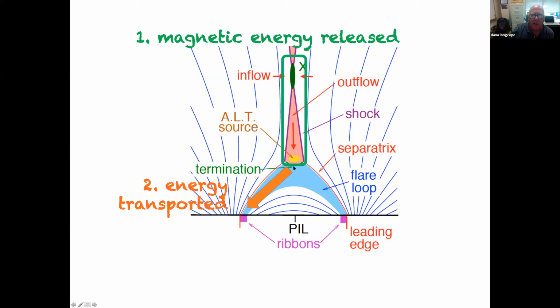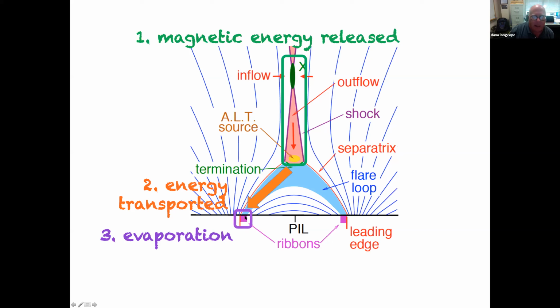Then when the energy has all been released, it ends up getting transported down from high in the corona to these feet where the ribbons are. That transport process is important, because before that transport happens, you don't see any ribbons, then you see ribbons. The ribbons are, I'm going to make the case, the most important part of the flare. This is where we get what's known as chromospheric evaporation, and we're going to talk quite a bit about that. That is where plasma is boiled or ablated or evaporated.